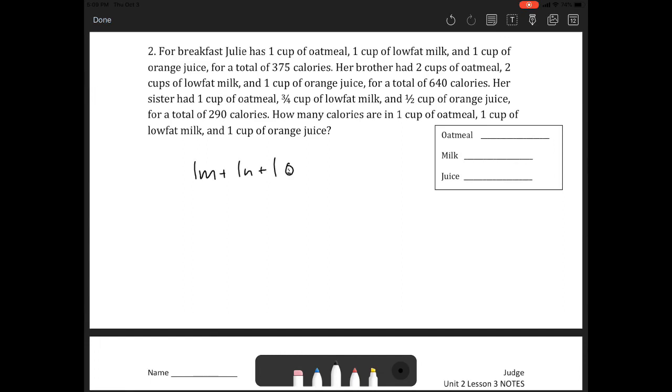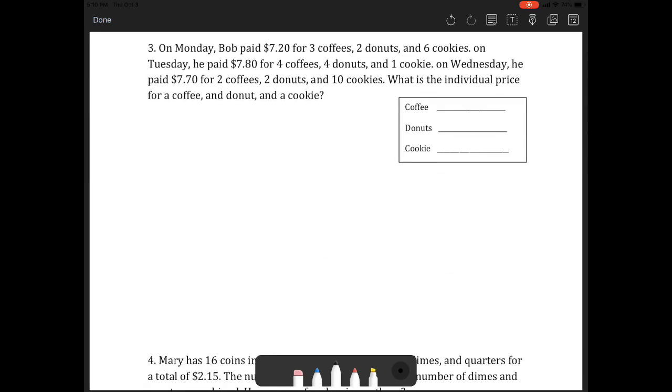That's the first one. Next setup is going to be 1M plus 1N plus 1O, with a smiley face to make sure you know it's the letter O, equals 375. Then it's 2M plus 2N plus 1O equals 640. Then 1M plus 3/4 of an N plus half of an O equals 209.